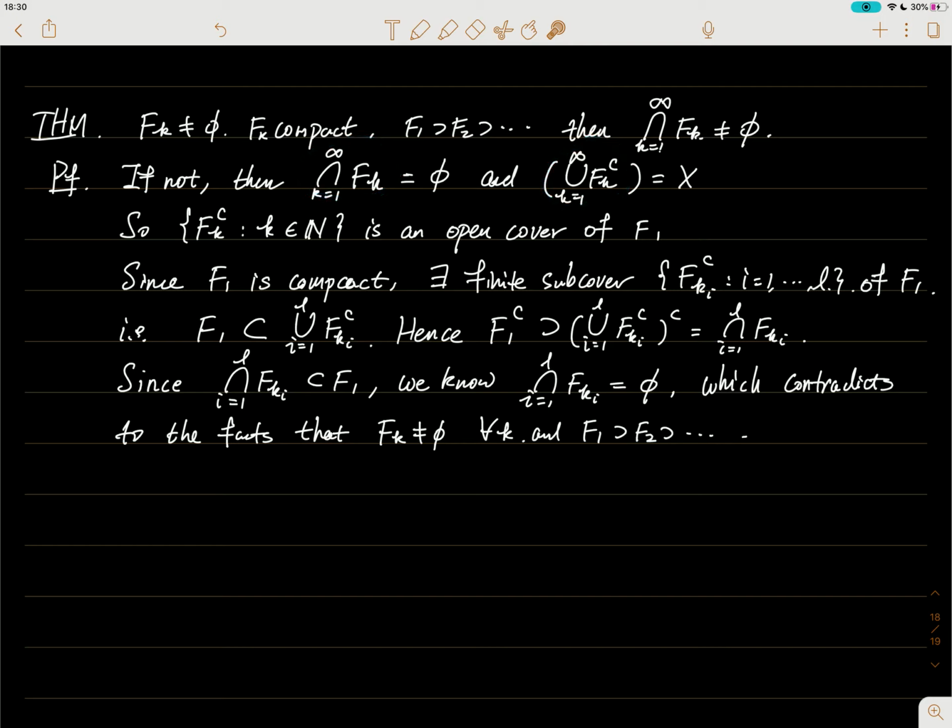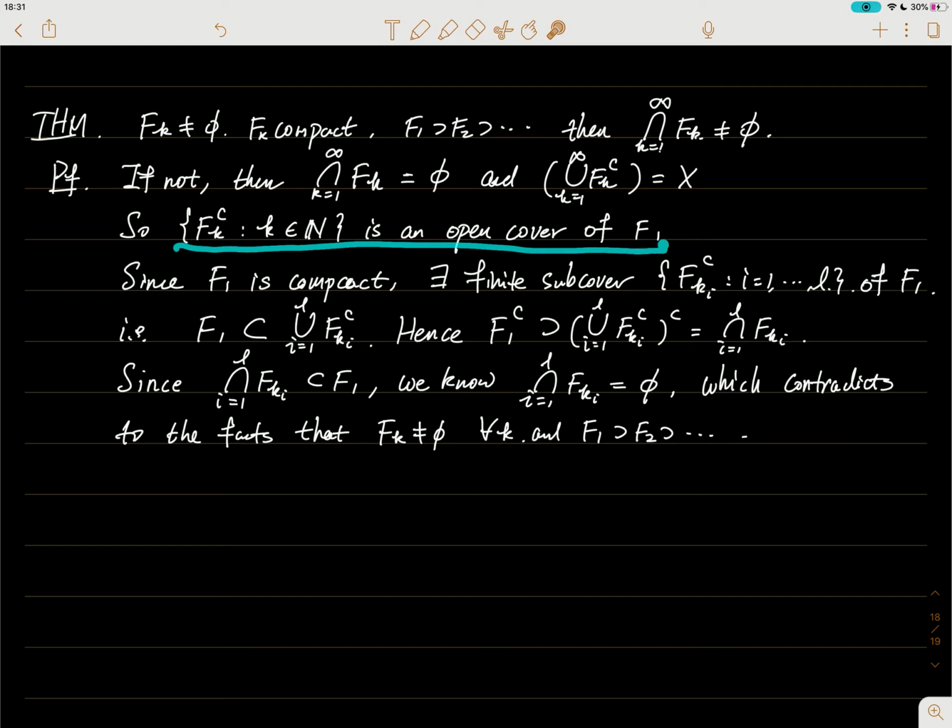Now let's say each one of them is compact. And remember that compact sets are also closed, so F_k complement must be open. And the union of them will be the entire X. That means this is an open cover of X. And this open cover of X must be an open cover of F1 as well, because F1 is just a subset. So this F_k complement family is an open cover of F1.